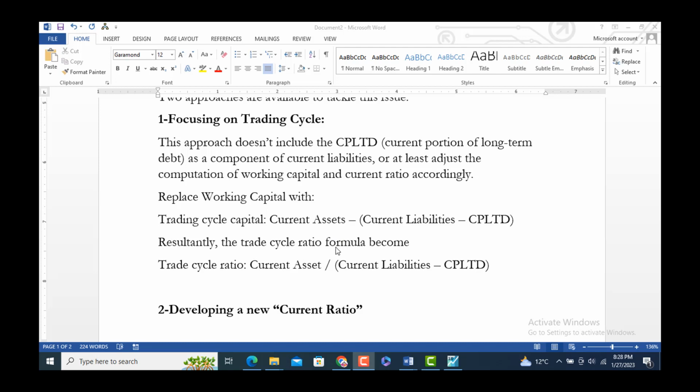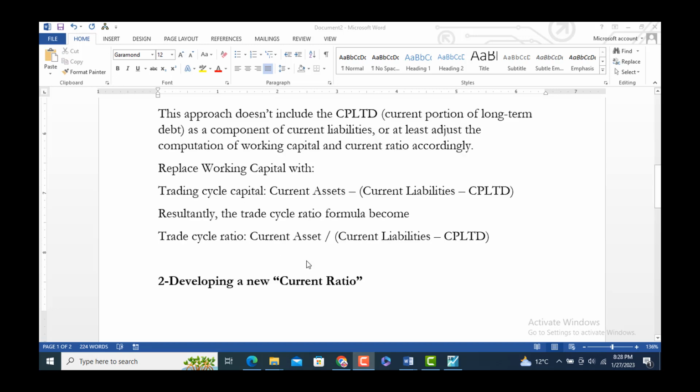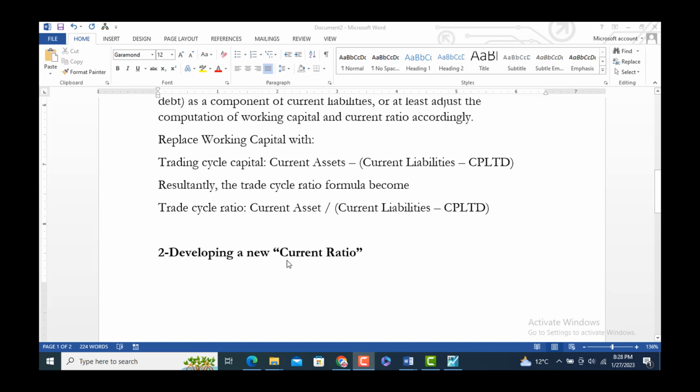So the trade cycle ratio formula becomes: trade cycle ratio is equal to current asset divided by current liabilities minus CPLTD. Now the second approach is developing a new current ratio.